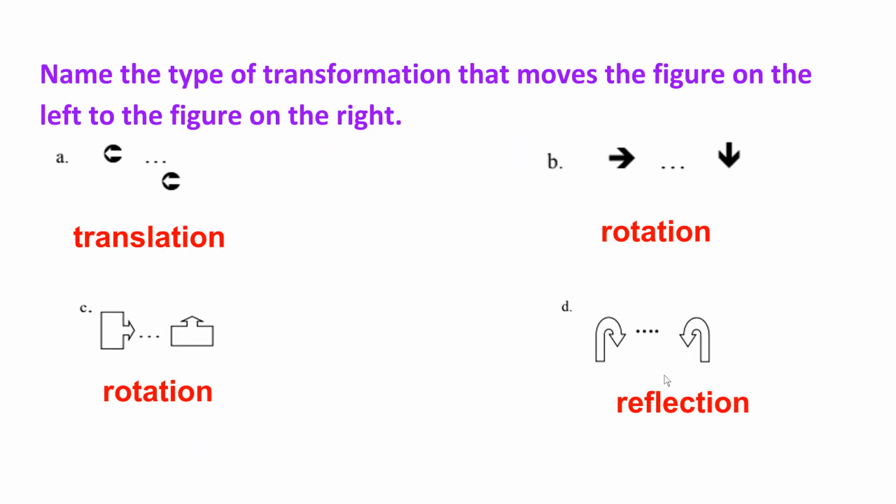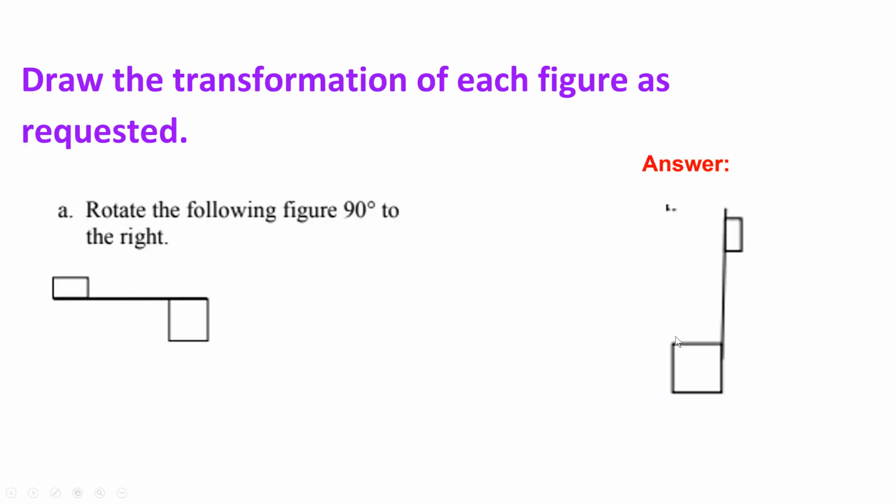Some more. Name the type of transformation that moves a figure on the left to the figure on the right. Translation, a rotation, another rotation, and here is a reflection, mirror image. Now the drawings. These get a little tricky. The drawings are not exact because it was hard for us to get the transformation image next to the original image.